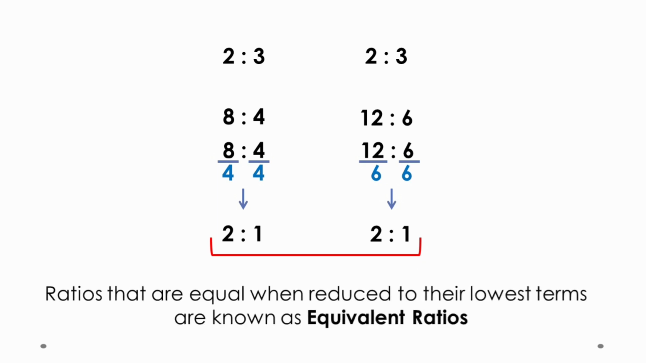Ratios that are equal when reduced to their lowest terms are known as equivalent ratios. Let's now understand the equivalent ratios with the help of an example. Harsh calculated the ratio of boys and girls in his class. The class had 30 boys and 10 girls. Dividing both the numbers by 10, the ratio worked out to be 3 is to 1.